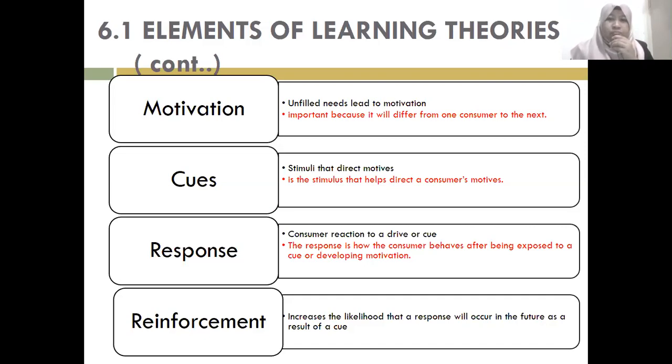Okay, so when we're talking about cues, I repeat again with the motivation just now. When we are hungry, your motivation to fulfill your need is, of course, to find food, right? So they say cues are stimuli that direct the motive. It is a stimulus that helps direct a consumer's motive. I feel hungry, so the motivation is that I must find food. So what directs me to buy the food? I have to find a certain place, shop, restaurant, or street hawker to find the food, for example.